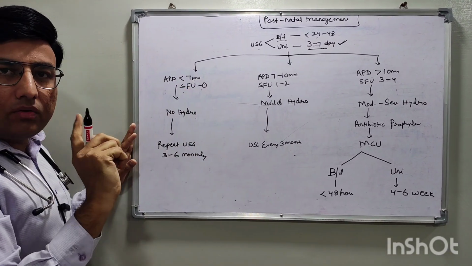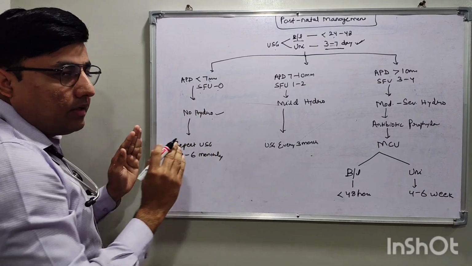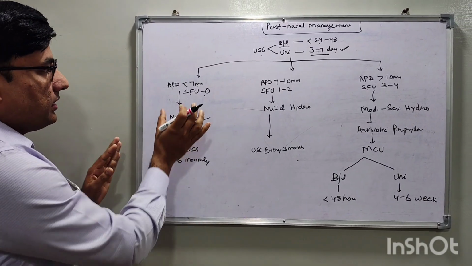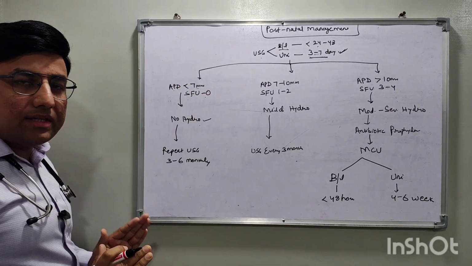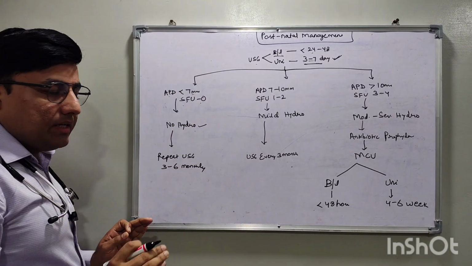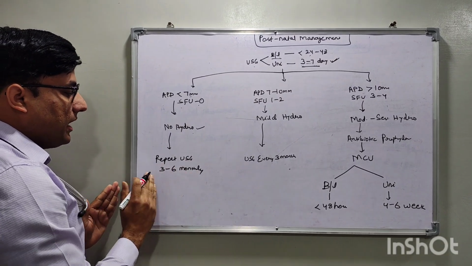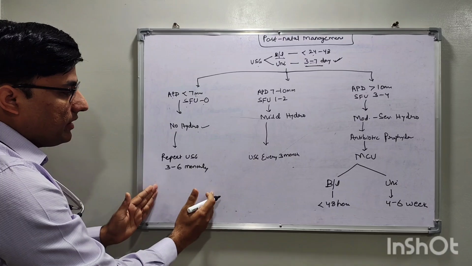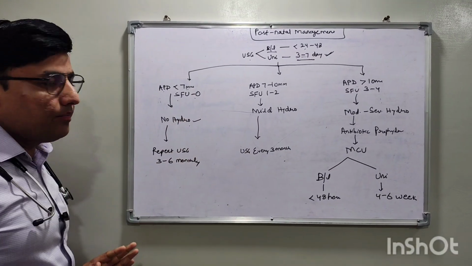Less than 7 mm is no hydronephrosis. So if antenatally there was hydronephrosis, but postnatally after birth the APD diameter is less than 7 mm, then there is no hydronephrosis. In these cases, we should do repeat USG every 3 to 6 monthly. So every 3 to 6 monthly, we should monitor these babies postnatally also.